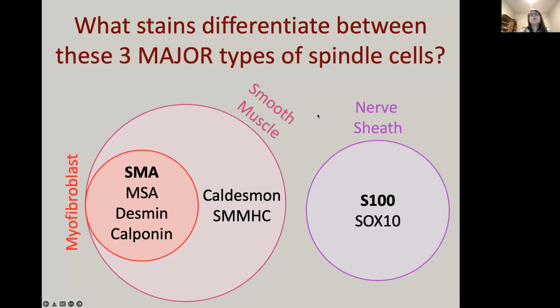Okay, so if you don't know what you are dealing with, what kind of stains are going to differentiate between these three major types of spindle cells? Sometimes when we've had something that we don't know, like, is it a smooth muscle? Is it a nerve? Let's stain it. Great. Either for fun, if it's irrelevant, like in the background of something, or if it really is the tumor, we'll certainly stain it.